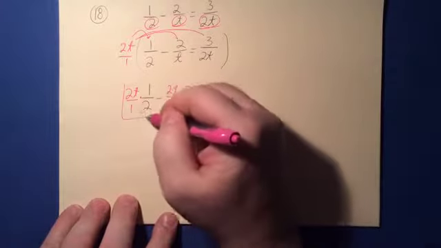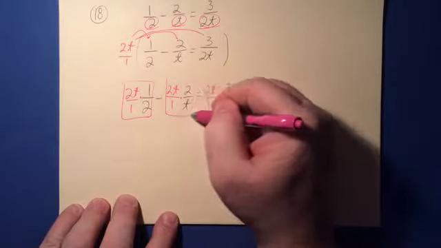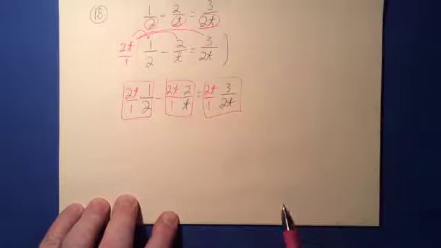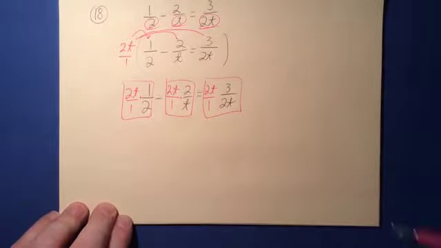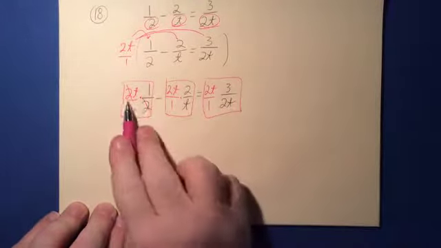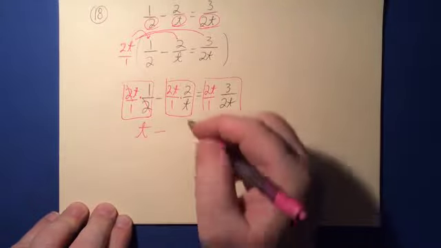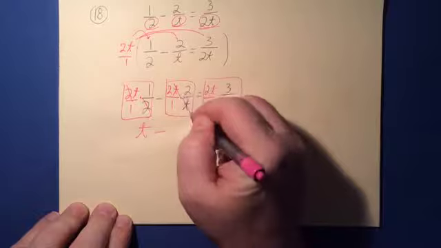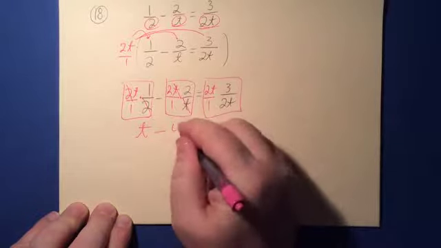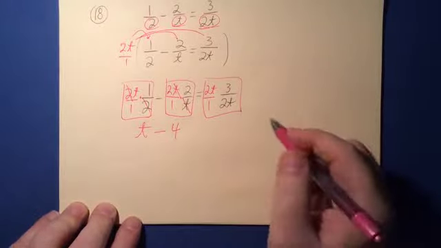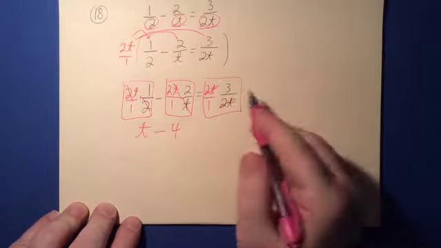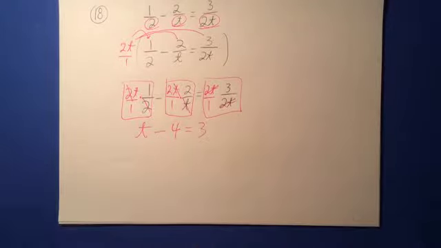And we're going to take a look at how each of these parts reduce when we multiply. Here, what reduces is the 2, and we're left simply with t minus. What reduces here is the t, and we have 2 times 2, that's 4. What reduces here is the 2 and the t, and we're left with simply 3.